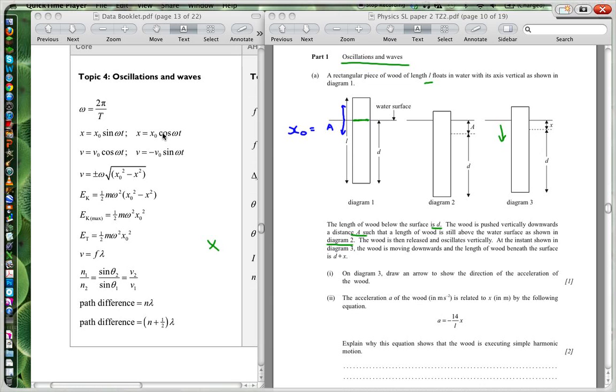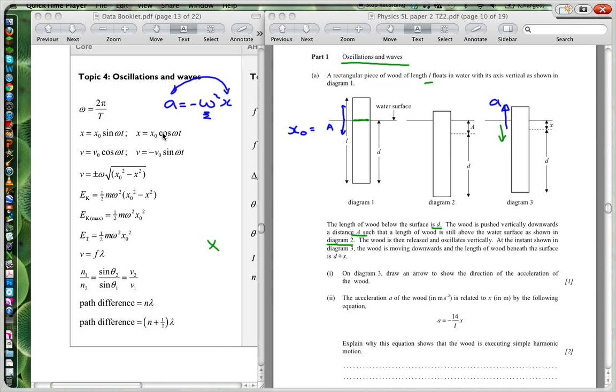Now it says on diagram 3, draw an arrow to show the direction of the acceleration of the wood. It's not given in our data booklet, but our key formula here is that a is equal to minus omega squared x. This is the angular frequency. Your acceleration is proportional to your x. It's always in the opposite direction to that x. So if it's going this way, then your acceleration must be in the opposite direction.